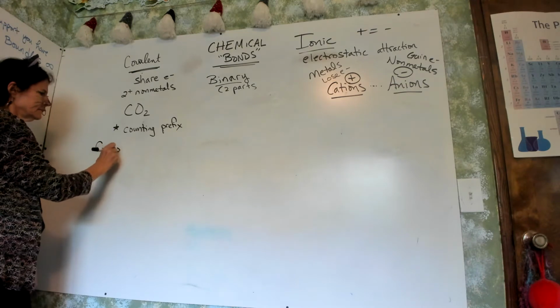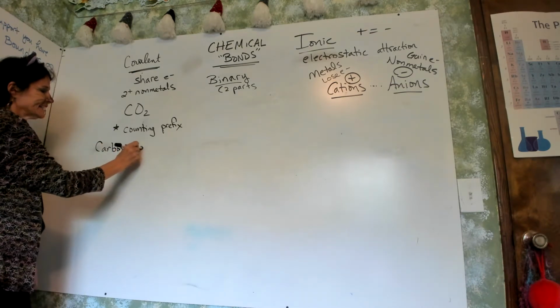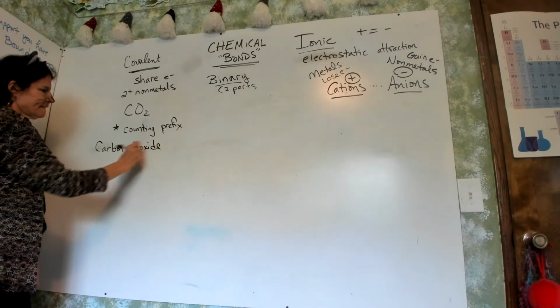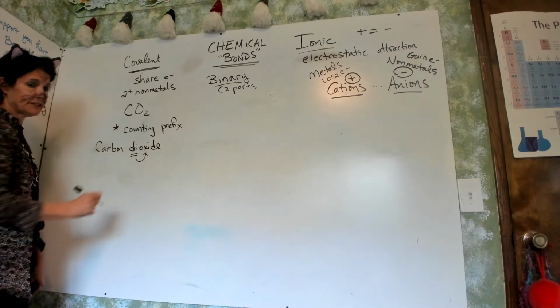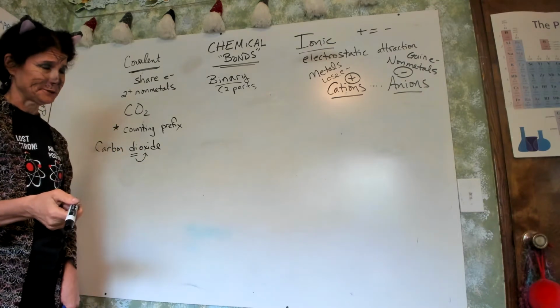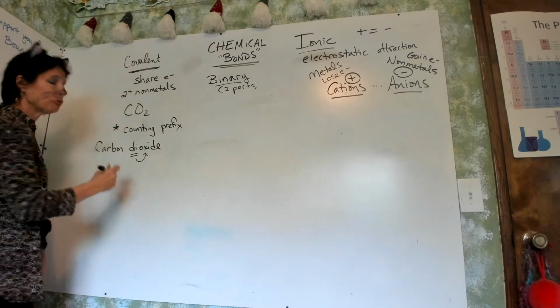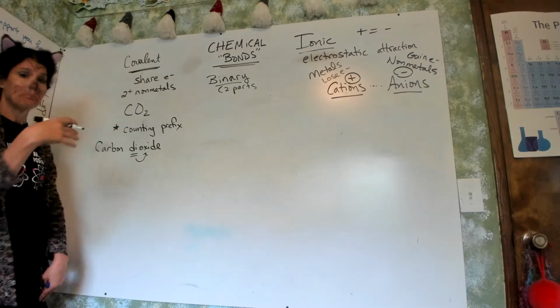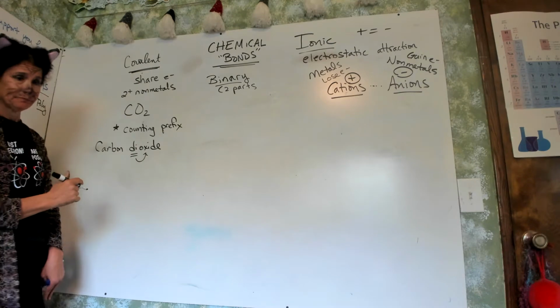Carbon dioxide. Di is in front of the oxygen to tell me there's two. When we have one oxygen, it's called carbon monoxide, and then we don't show the two.